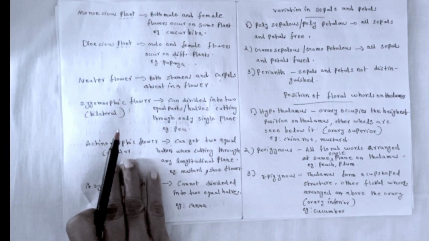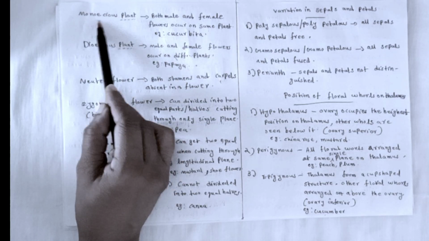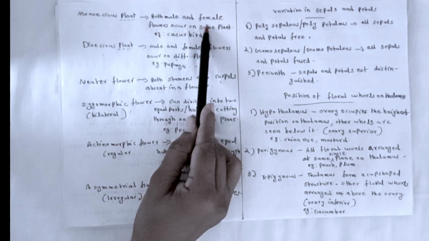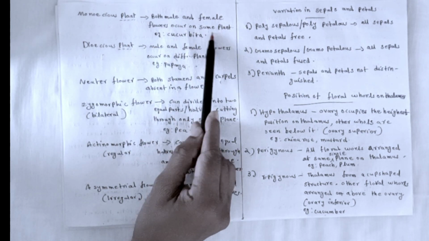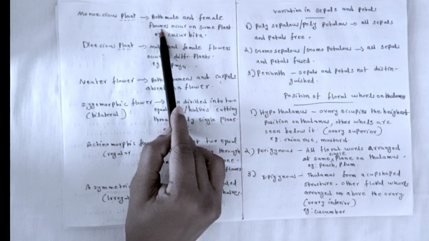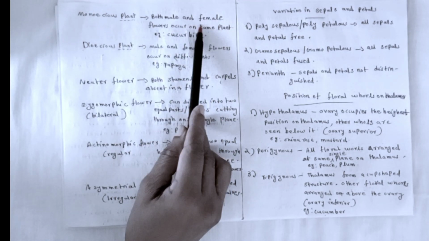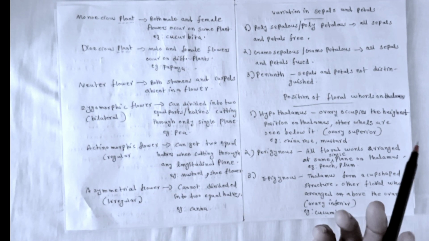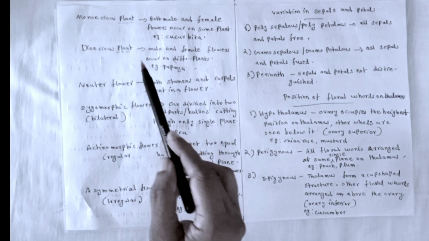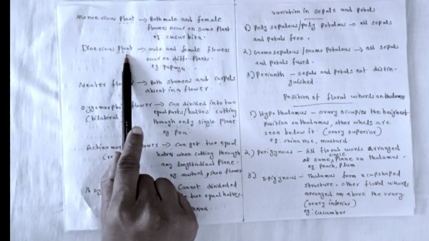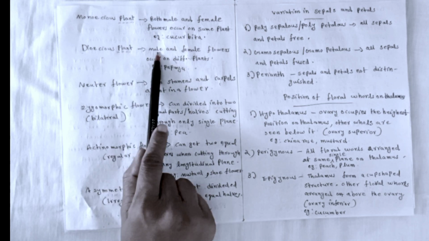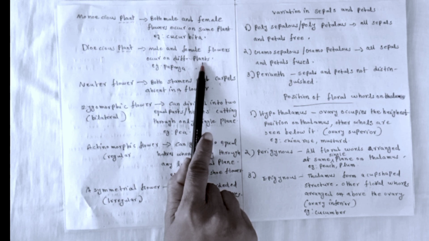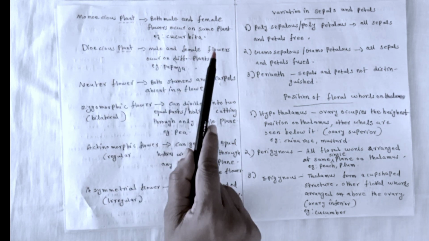Next term, that consists of plants: monoecious plants and dioecious plants. What is monoecious plant? Both male and female flowers occur on the same plant. Such plants are known as monoecious plants. Example in cucurbita. In cucurbita plants we can see male flowers and female flowers on the same plant. Then next type of plant, dioecious plant, that is male plant or female plant. Male and female flowers occur in different plants. So here we can see male plants and female plants.